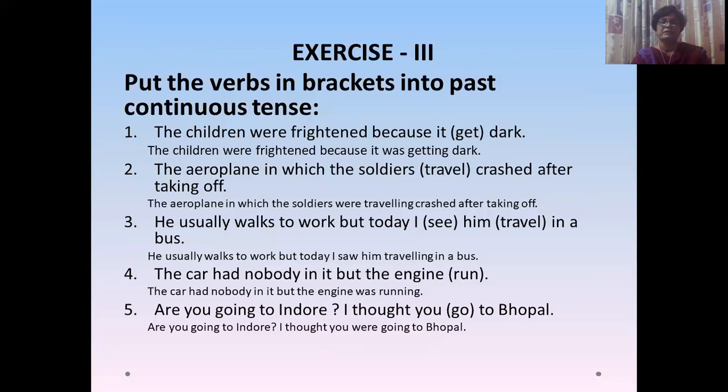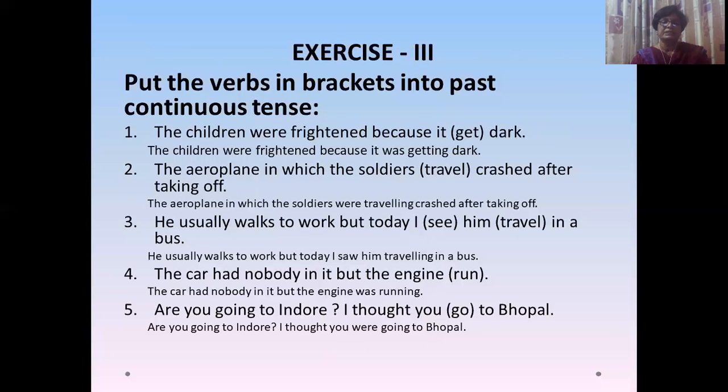The second one: The aeroplane in which the soldiers travel crashed after taking off. Now here the verb given in the bracket is travel. So again: The aeroplane in which the soldiers were traveling. Why have we used were? Because soldiers is plural. So there you have to change, you have to use were. The aeroplane in which the soldiers were traveling crashed after taking off.